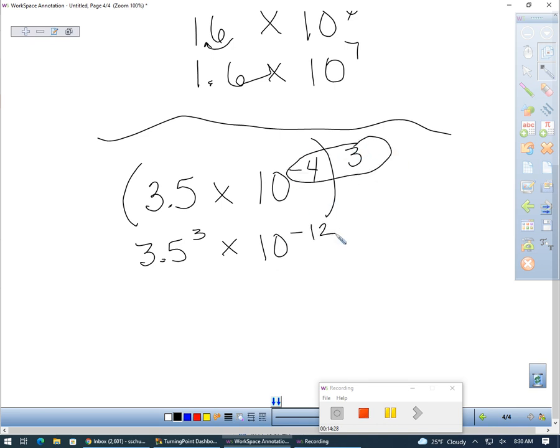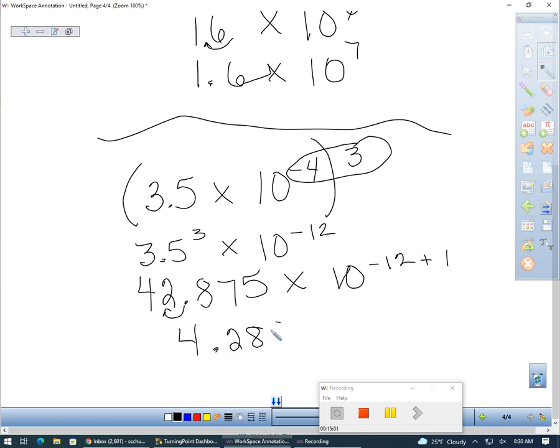Good. All right, now, somebody grab a calculator, type in 3.5 raised to the 3rd. What is it, Ben? 42.875 times 10 to the negative 12. Is that number between 1 and 10? No, you gotta move it over 1. Good. And then you add 1, which is 10 to the negative 11. So let's go 4.2875. I can live with that. Times 10 to the negative 11. We're done. Yes. Any questions?